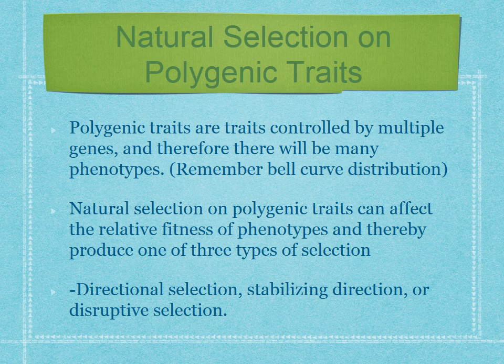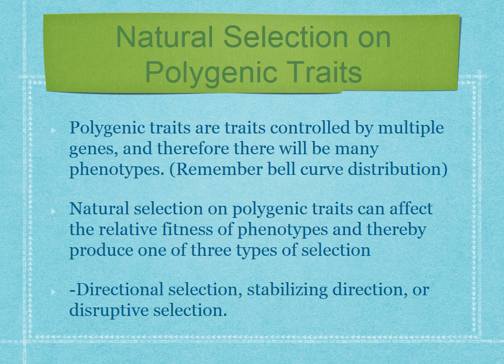So remember, when we talk about natural selection, polygenic traits are going to be shown on a distribution curve that's a normal distribution, or that bell curve that we looked at from before. So remember, polygenic traits are controlled by multiple genes, and therefore we're going to have a lot of different phenotypes.